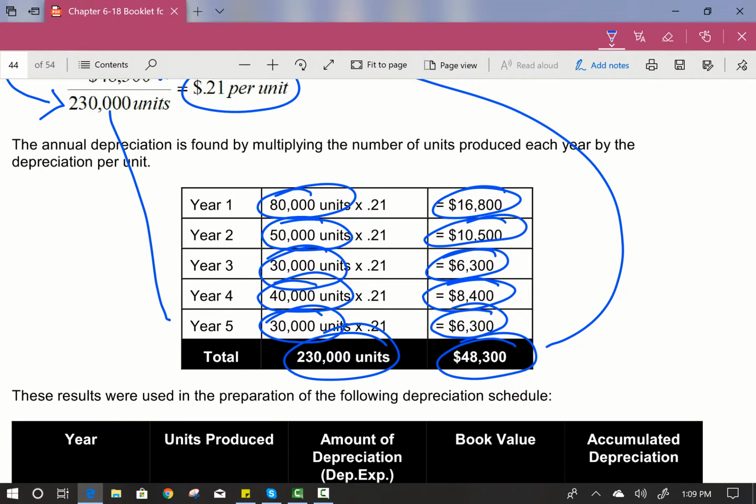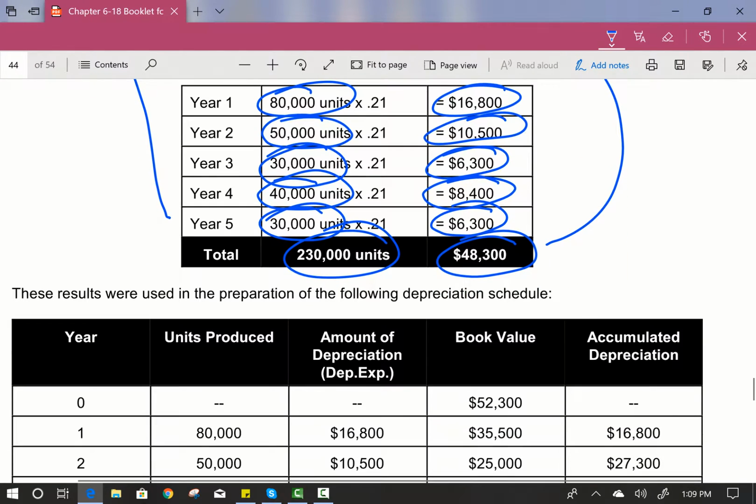Okay, now I'm going to put this in a depreciation schedule. So we start with the cost of the asset of $52,300. The first year we produced 80,000 units. And our depreciation expense was $16,800. So I subtract that from $52,300, and that equals $35,500.